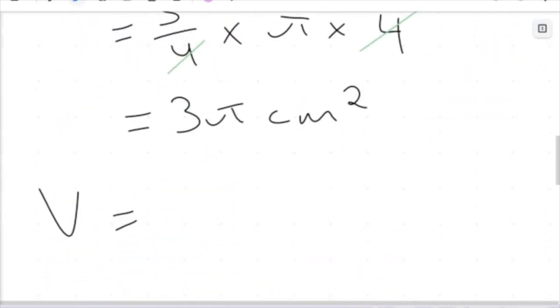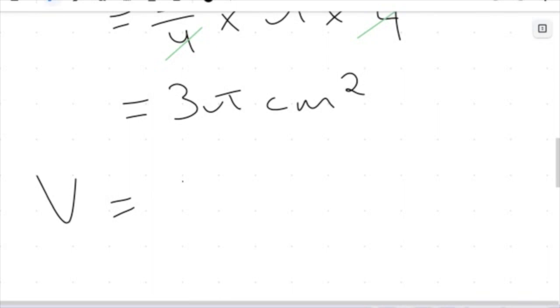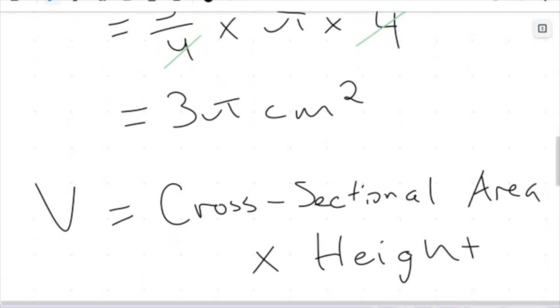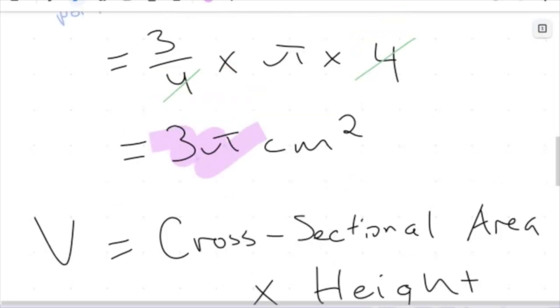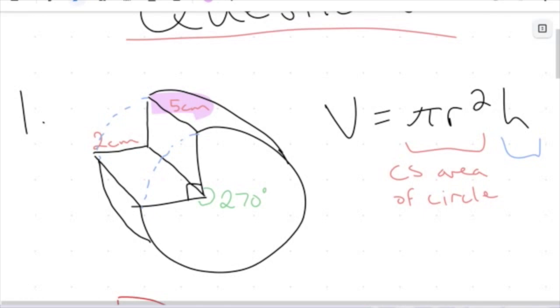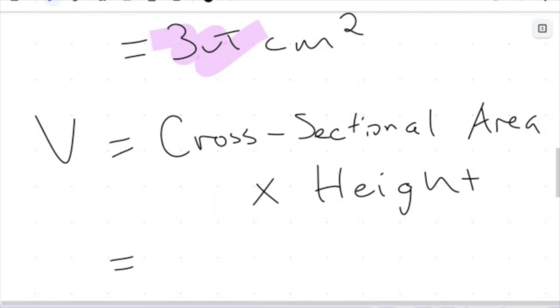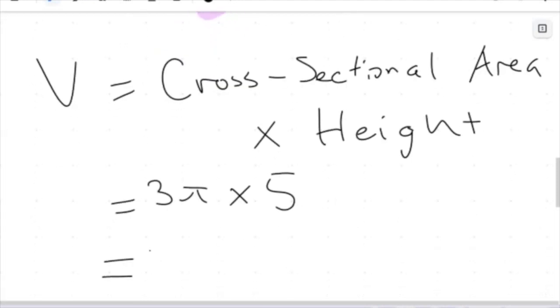So because my volume equals the cross-sectional area times my height, I can just substitute in my values. My cross-sectional area is 3 pi, and my height is 5 centimeters. So I can substitute these values in. So that's going to be 3 pi multiplied by 5, and that gives me 15 pi centimeters. And remember here, we're looking for volume. We're looking at 3 dimensions. So we put cubed up here as my unit.